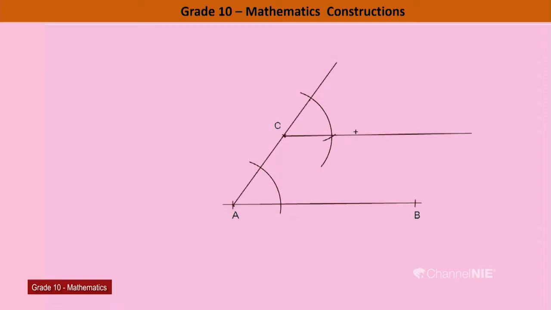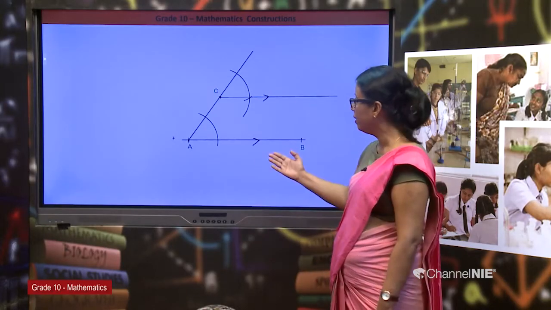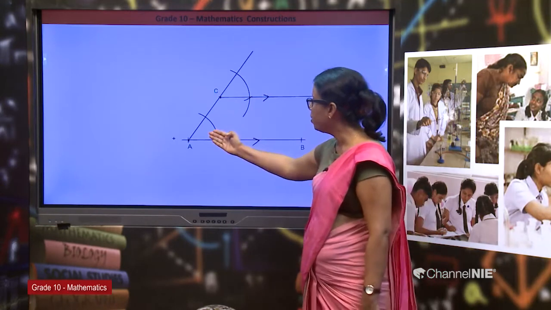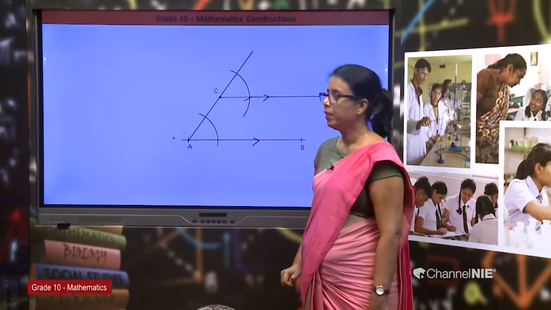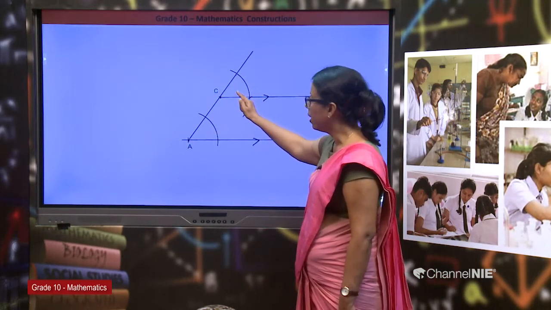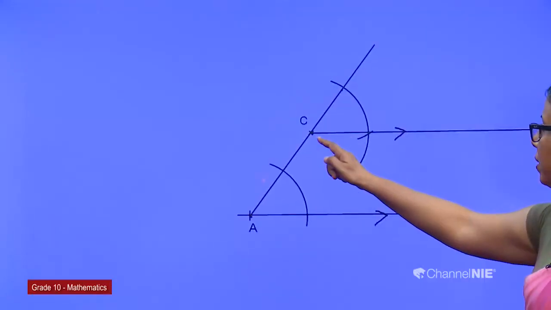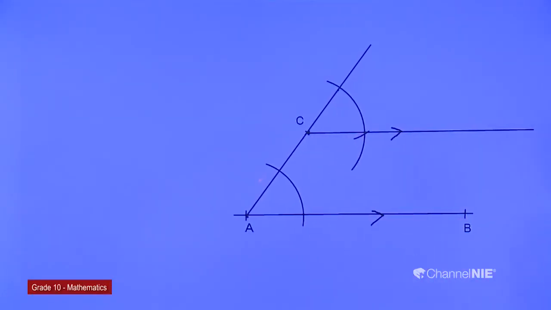So, that line is parallel. So, how to represent that parallel? You have to mark arrow symbols. Look at these children. These two lines are parallel. How did we do this? We copied the same angle on C. These two angles are equal, that means these two lines are parallel.